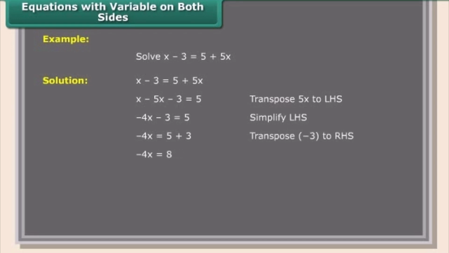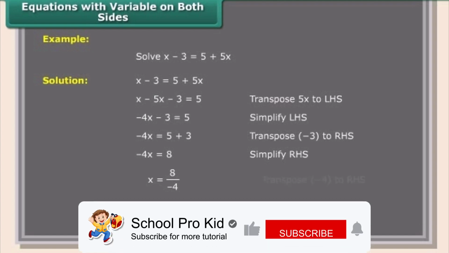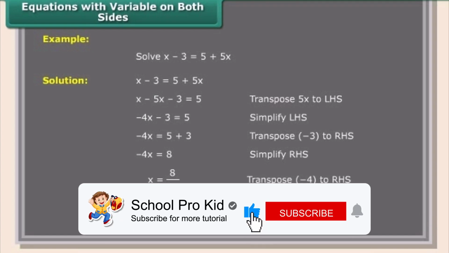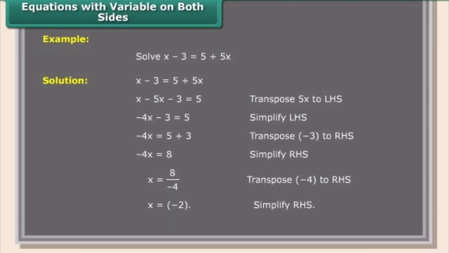Minus 4x is equal to 8. Simplify RHS. x is equal to 8 upon minus 4. Transpose minus 4 to RHS. x is equal to minus 2. Simplify RHS. Check. LHS is equal to minus 2 minus 3, which is equal to minus 5. RHS is equal to 5 minus 10, which is equal to minus 5, which is equal to LHS.